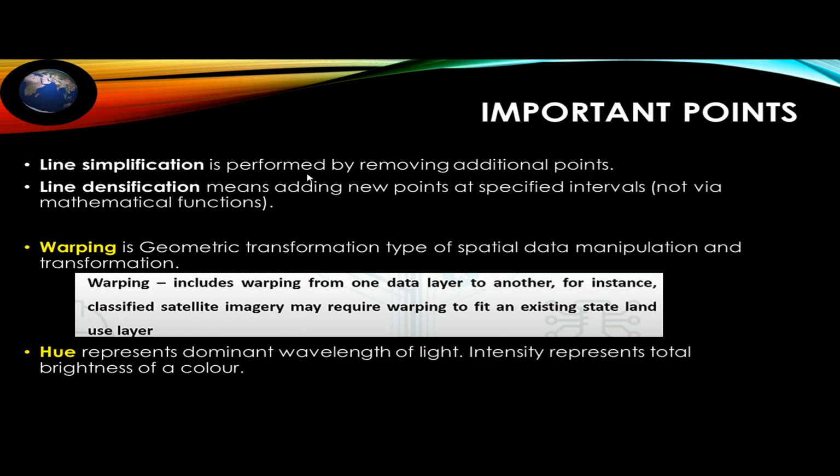Warping, sir told about some geometric transformation. So in that, we used to do spatial manipulation, data manipulation, transformation. So warping is a type of geometric transformation and manipulation. It includes fitting one data layer to another. For instance, classified satellite imagery may require warping to fit an existing state land use layer. So I will tell you how this thing is performed. And I told you hue represents the dominant wavelength of light, and intensity represents the total brightness of the color, as I have told you in our last slide.